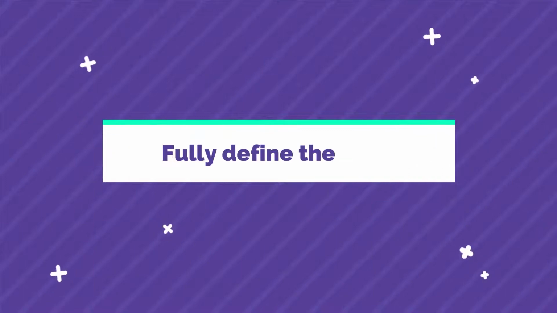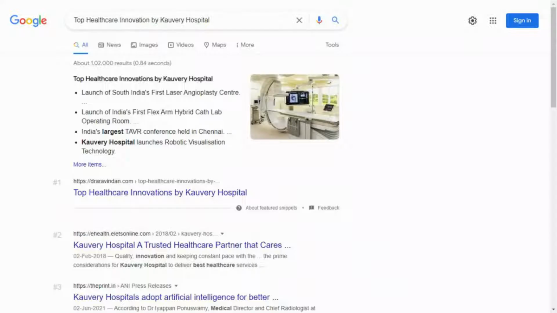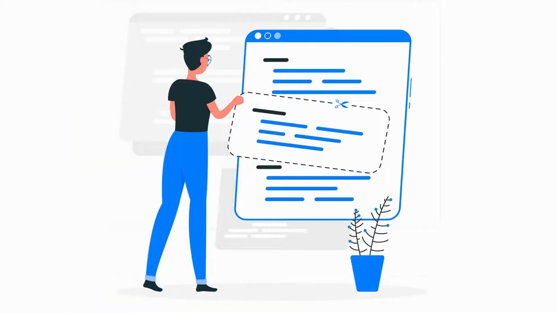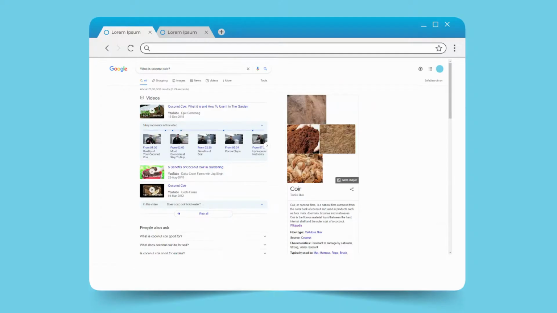Rule number 3, fully define the topic. There are a couple of points here. The first sentence should define the subject matter clearly and concisely. The second and third lines could be must-know facts that are useful to the user. Avoid irrelevant information or fancy phrases. An example for this is what is coconut coir?